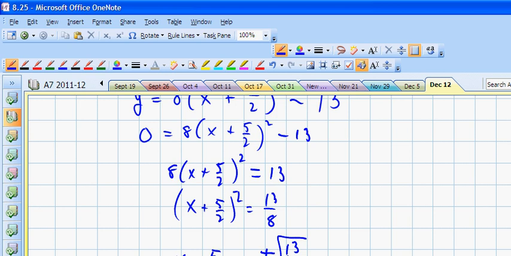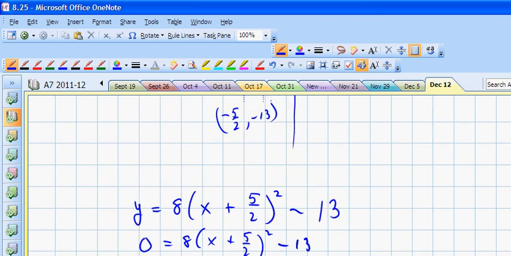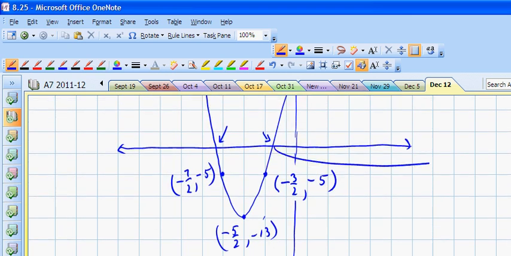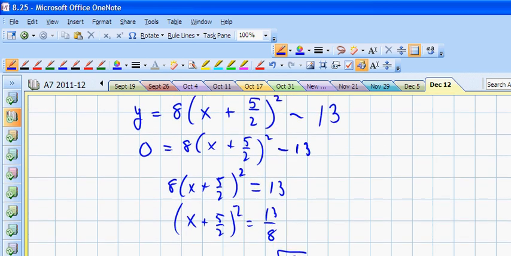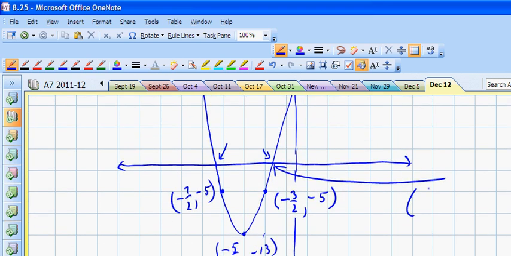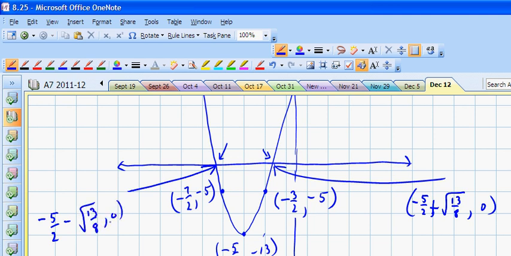So which one is on the right? What are the coordinates of that point? Yes? Negative 5 halves plus the square root of 13 eighths. Negative 5 halves, sorry, plus the square root of 13 eighths, and the y-coordinate 0. And this one must be negative 5 halves minus the square root of 13 eighths, 0.